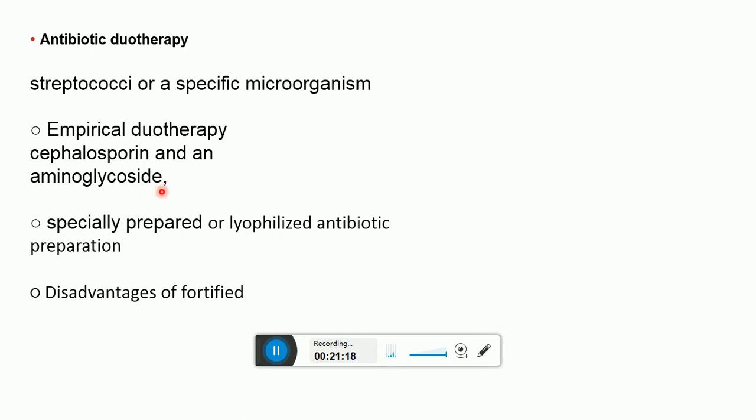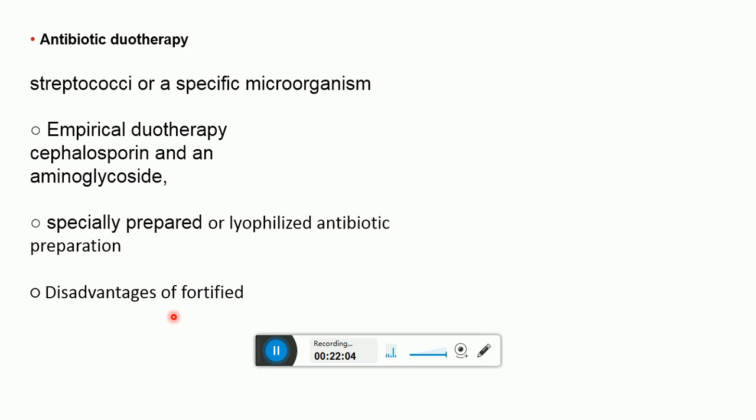Fortified antibiotics are not commercially available and must be specially prepared. A standard parenteral or lyophilized antibiotic preparation is combined with a compatible vehicle such that the antibiotic does not precipitate. Optimally, the constitution should take place in the sterile preparation area of the pharmaceutical dispensary. Disadvantages of fortified antibiotics include high cost, limited availability, contamination risk, short shelf life, and the need for refrigeration.